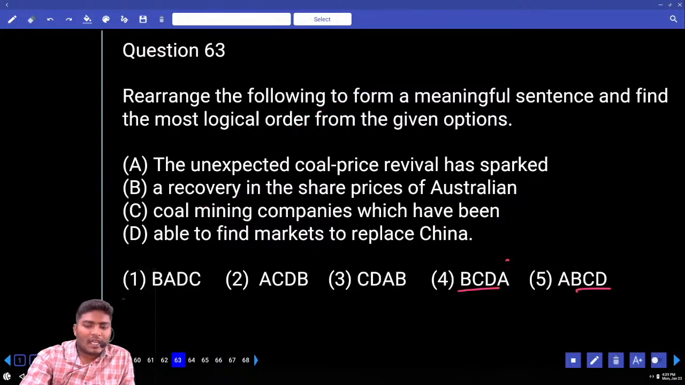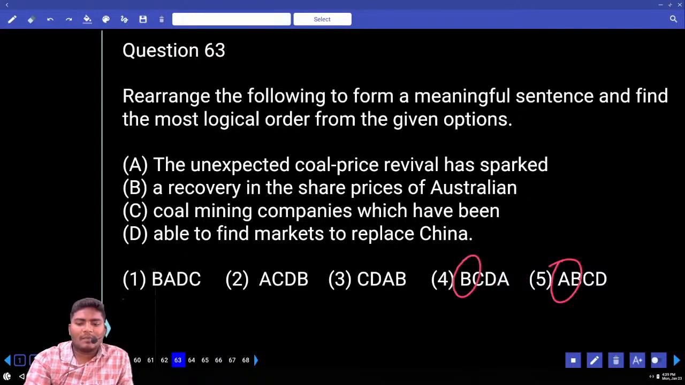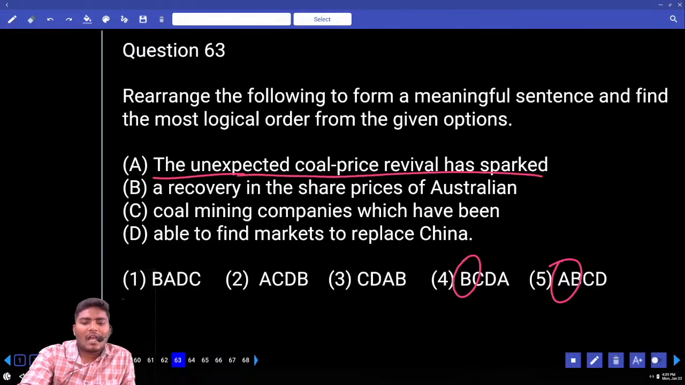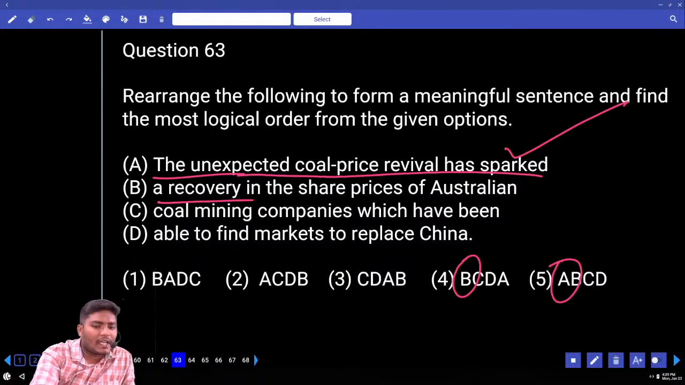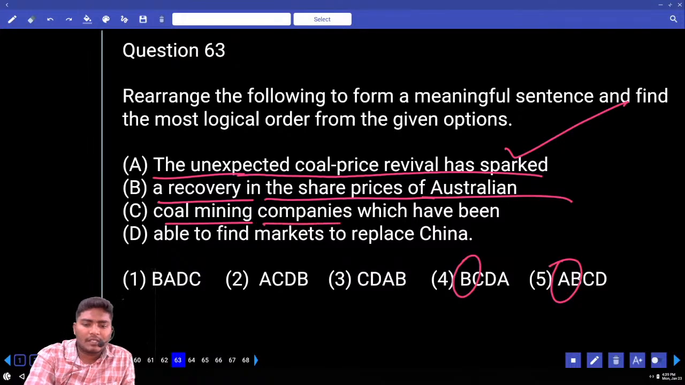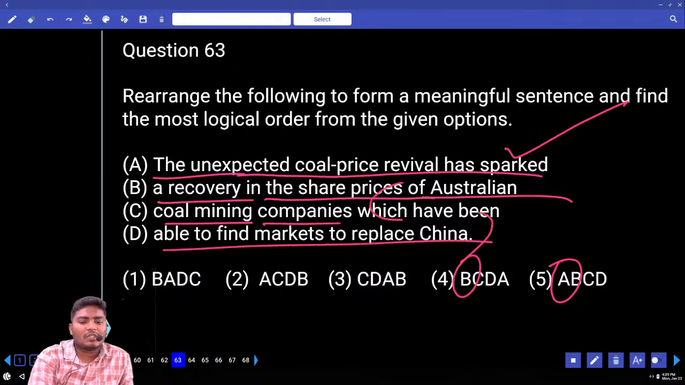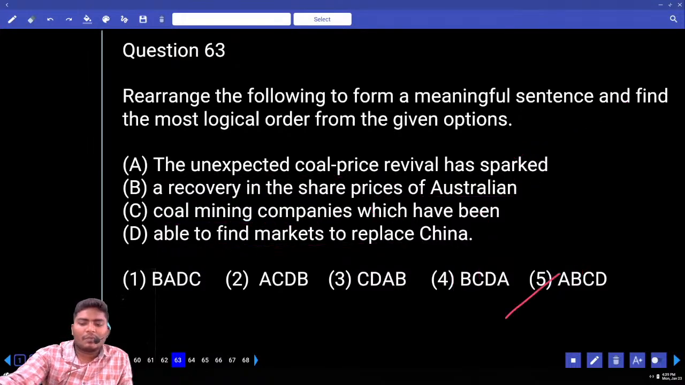Now tell me, B is the beginner or A is the beginner? What is given with A? The unexpected coal price revival has sparked something. Has sparked what? Has sparked a recovery. Spark is nothing but started. It started a recovery in the share price of Australian coal mining companies, which have been able to find markets to replace China. What does it mean? Your rearrangement is only A, B, C, D.